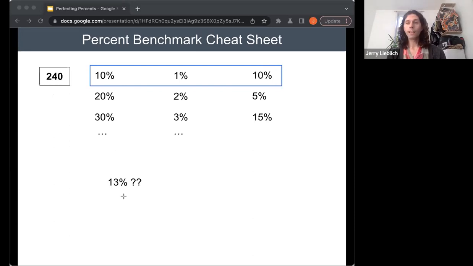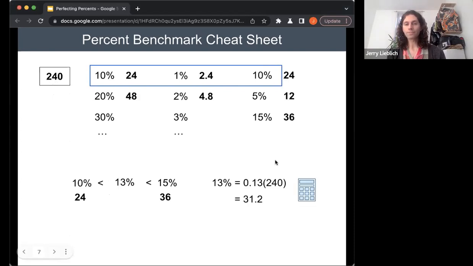Great. And maybe I see that half of 24 is 12. So 24 plus 12 would be 36. That would be 15. So I would be like, cool, it's between 24 and 36. Maybe that's helpful, or maybe at that point you just pull out your calculator. The point is, the big point here is using 10% as our really helpful, important benchmark.